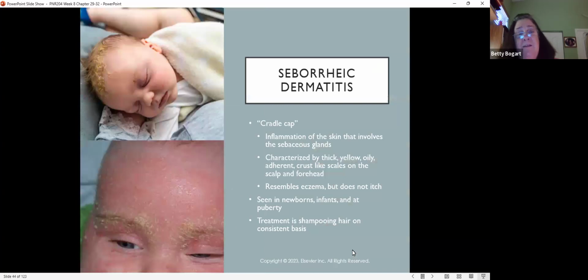Seborrheic dermatitis, cradle cap. Children are born with this, and mothers are like, oh my God, what can I do? I want to get rid of it. They want to put a cute little bow ribbon on their head, right? And with a head like this, they don't want to draw attention to it. So, what do we do with it?